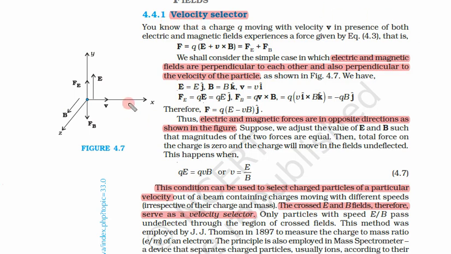So in this case E is in the y direction. They have shown this as y, this as z. You can choose them accordingly. So E is equal to Ej, which is in the y direction, y is j cap. B is equal to Bk cap, so B is in the z direction, z is k cap, and V is equal to Vi because x is i.